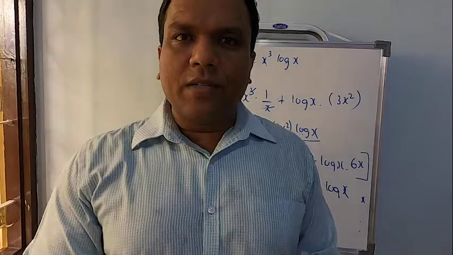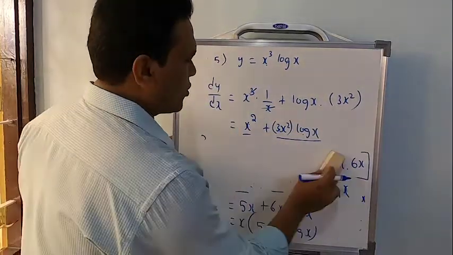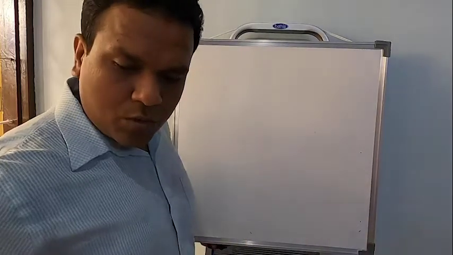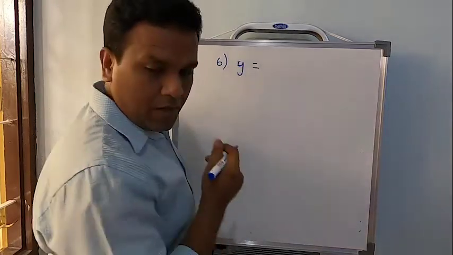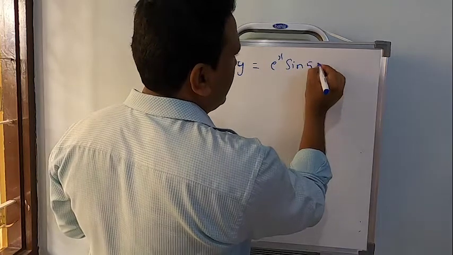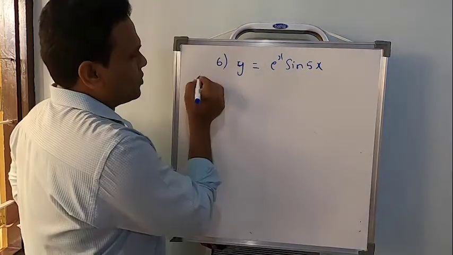Okay students, now let's continue with problem number 6. Problem number 6 is also based on product rule. Problem number 6 says e to the power x multiplied by sine 5x. So you know product rule has to be applied to find the first order derivative.